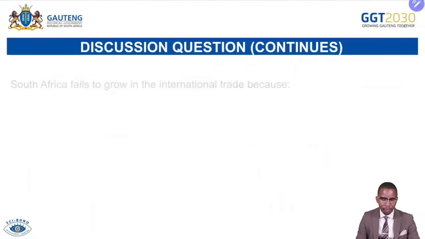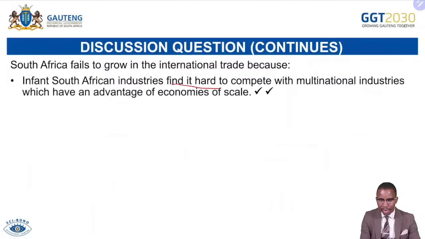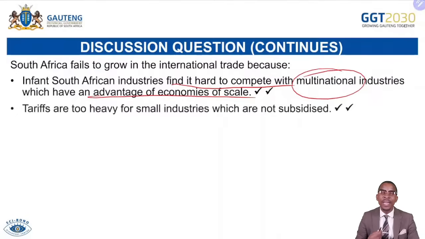We continue. Infant South African industries find it hard to compete with multinational industries. Remember, if the industry is multinational, that means it's highly developed, can be found anywhere across the world, which has an advantage of economies of scale. If we talk of economies of scale, we mean the firm can produce more goods and services at the lower cost per unit and sell them at the lower cost. That will be economies of scale because they specialize. There's a specialization for those multinational industries. While we are infant industries, which are still lacking capacity to produce, they're not highly subsidized. They cannot compete without government protection.